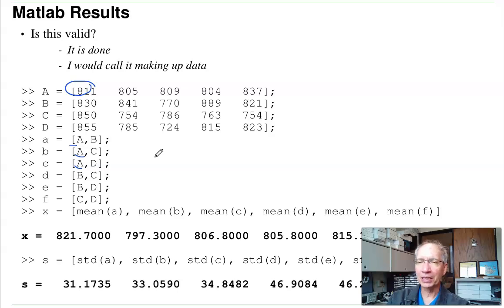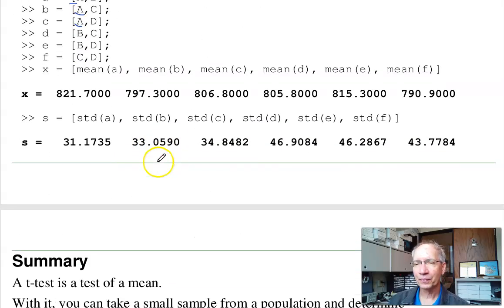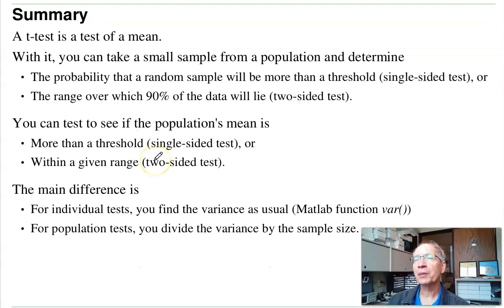What you really need to get more data is you need more data. You need to run the experiment more. But anyway, that's a couple of examples of a t-test with a single population.